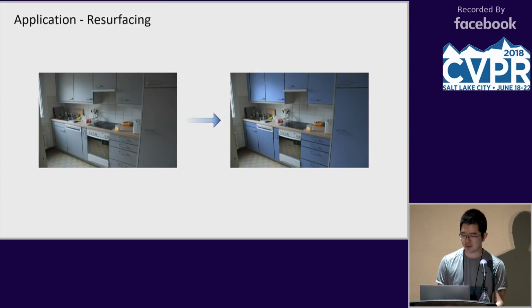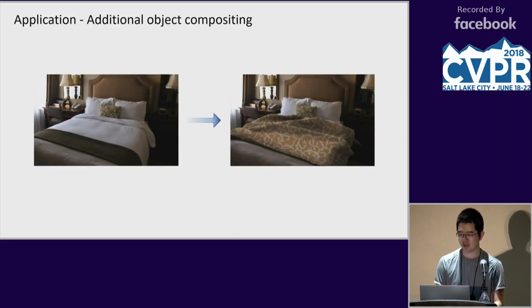By solving such a problem, we can implement some interesting visual effects. For example, resurfacing. As shown here, the car border is colorized with another texture to generate a new scene without influencing the lightings. On the other hand, we can also insert some new objects in the scene by rendering the 3D objects with the estimated illumination in the image and placing them in the target position, just like the blanket on the bed.